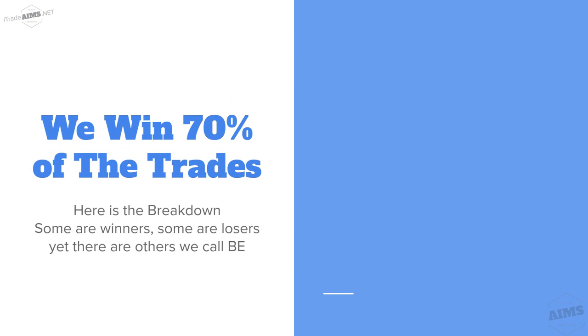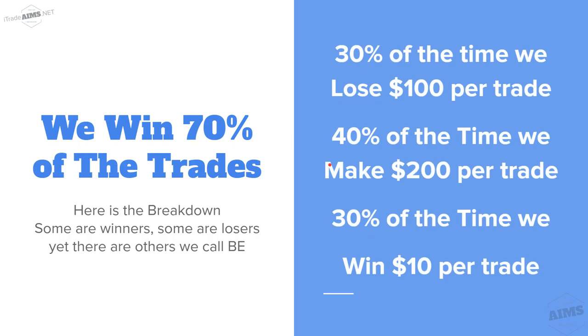Here's the breakdown. So we know some are winners, some are losers, yet there are others we call BE, the break-even trades. So 30% of the time we lose $100 per trade. Let's suppose you have a $10,000 account and you risk 1%. 30% of the time you will lose $100 per trade. But 40% of the time you will make $200 per trade. And 30% of the time we win $10 per trade. We just win back the commission. And if you're trading with spread betting, then there is no commission. Or if the broker is not commission based, then it will be a 0 trade.